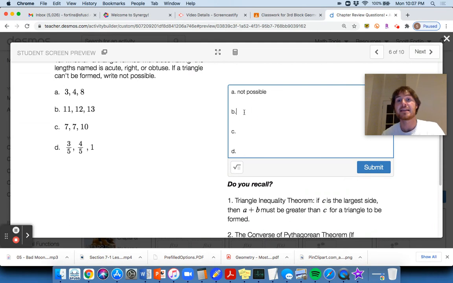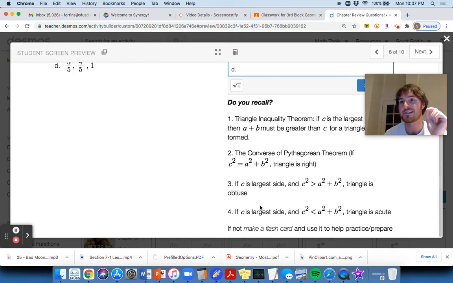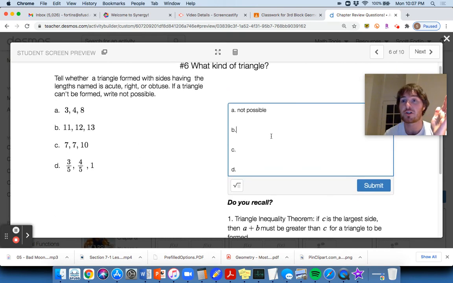So this is going to be the sum of the squares of the two smaller sides. It's helpful to think about it from the largest side's perspective. The square of the largest side is smaller than the sum of the squares of the two smaller sides. So that means it's going to be acute. It's closer to an equilateral triangle here. These are all close together.